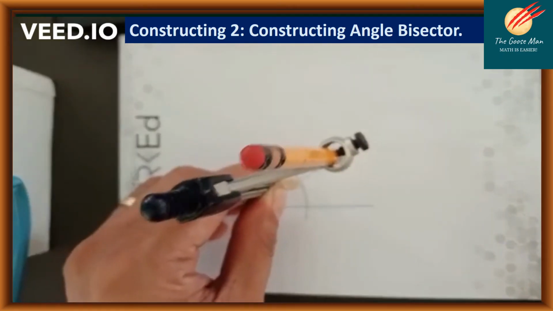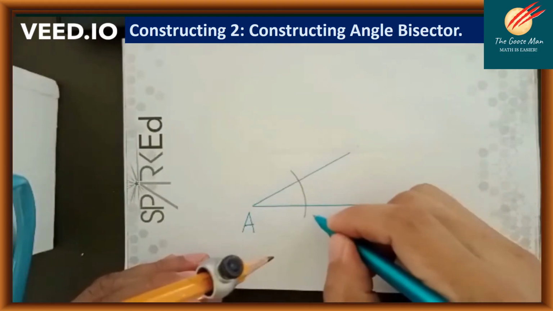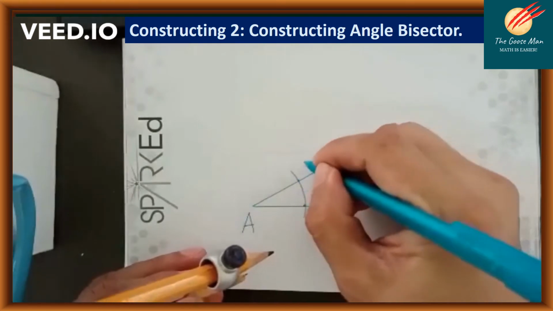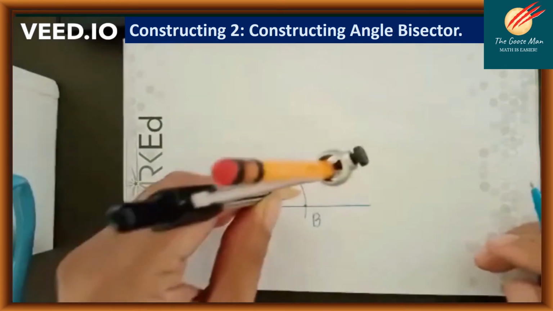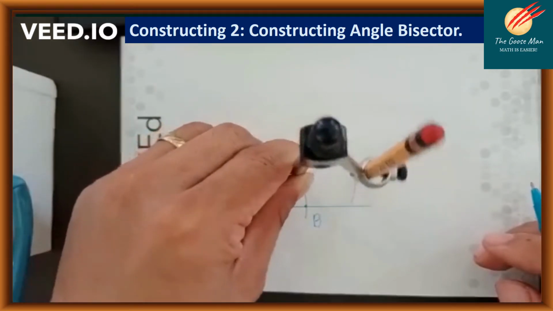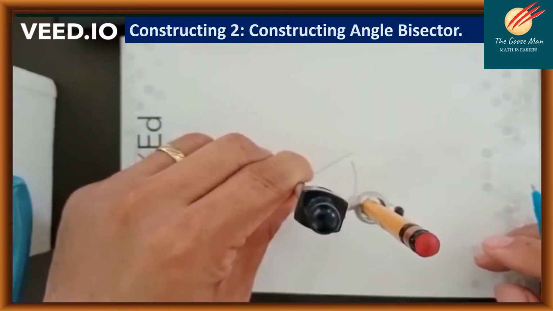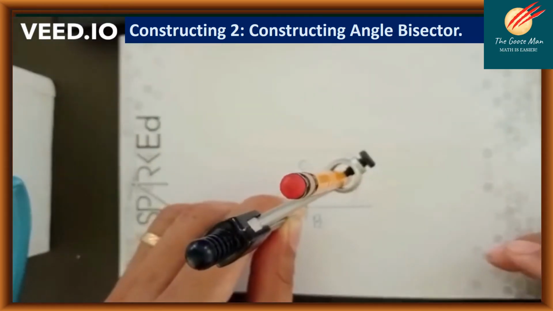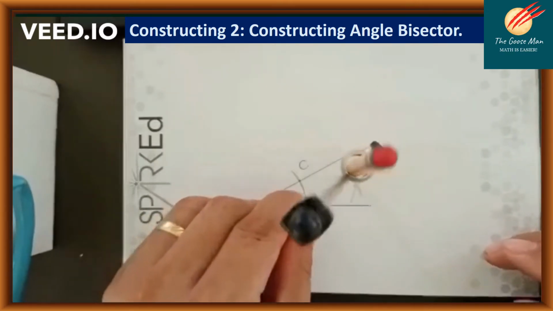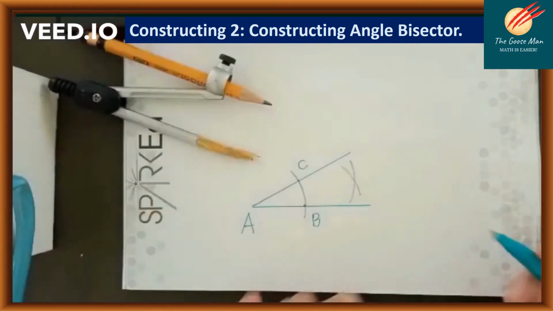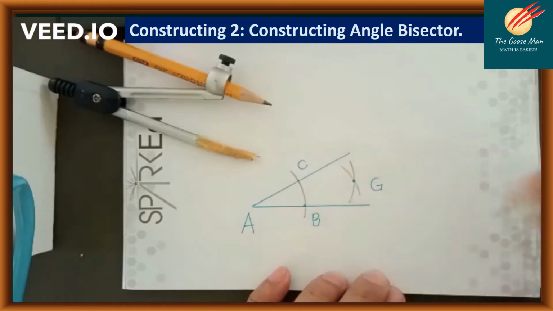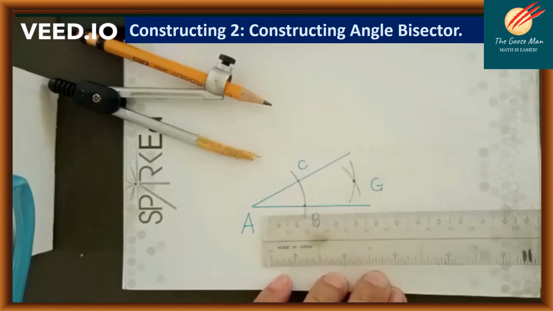Before that, let's have here point B, and this one is point C. Next, we will use the same opening to construct another arc, this time on point B, and again with the same opening on point C. Notice that there is an intersection. We call this point G. Then we will connect the points A and G.